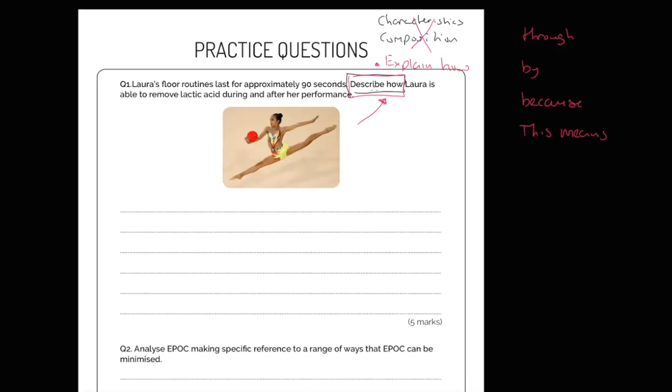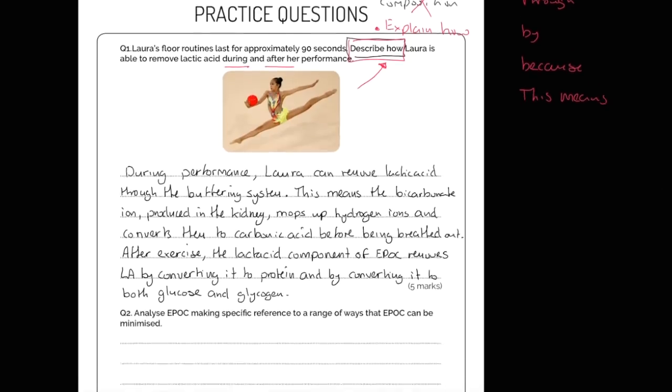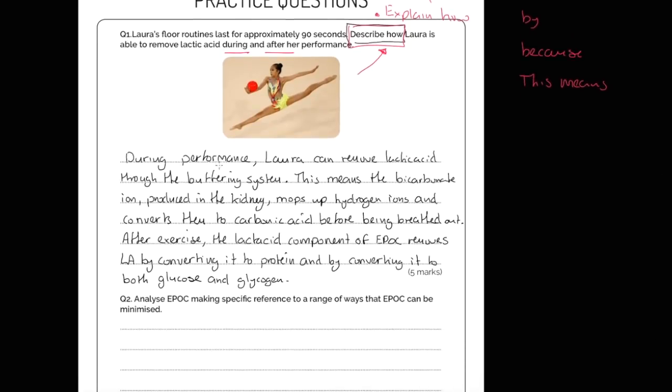Anyway, so explain how Laura is able to remove lactic acid during and after her performance. During and after her performance. So again, we must answer both parts of this. So it's a bit of an analysis as well. Here's my answer. Oof, what a lot of writing. Let me get my red pen. During performance, so I'm addressing that first bit, Laura can remove lactic acid through the buffering system.